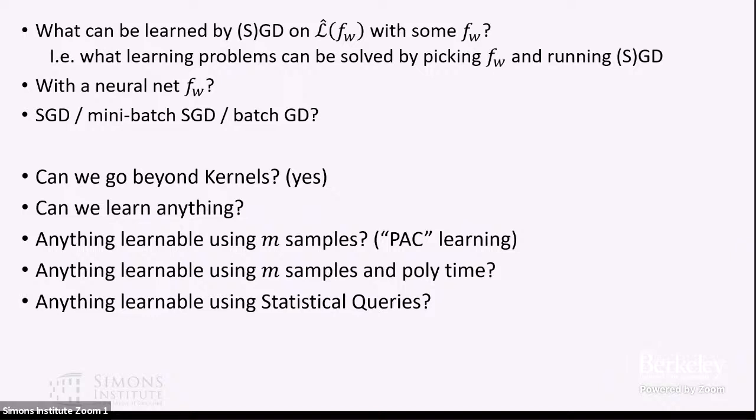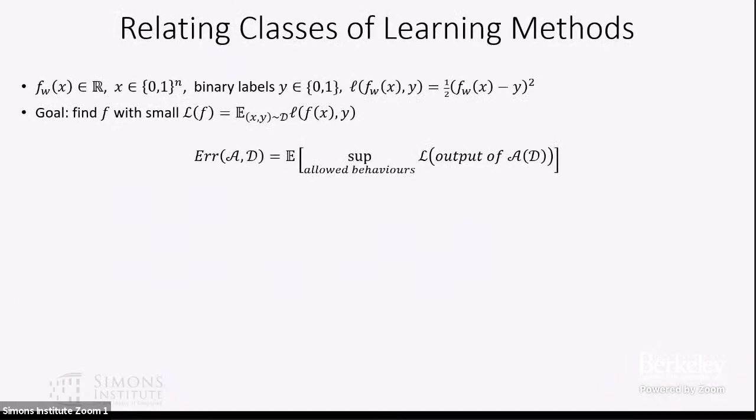That's something we're going to be talking about a lot: learning with statistical queries, meaning that instead of getting samples, I only query the distribution by getting approximate expectations. We'll see the definition in a second. Okay, so in all these things, just to set the setting, we're going to be trying to relate learning methods. And to keep things simple, we're going to stick with binary labels and squared loss.